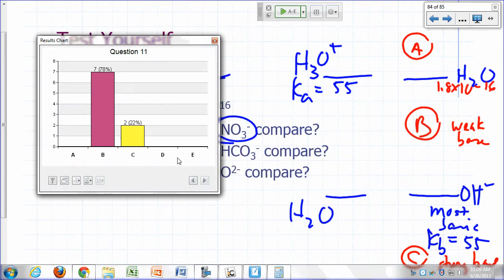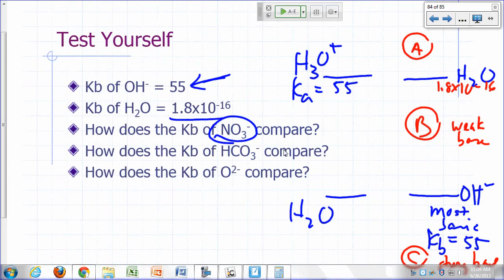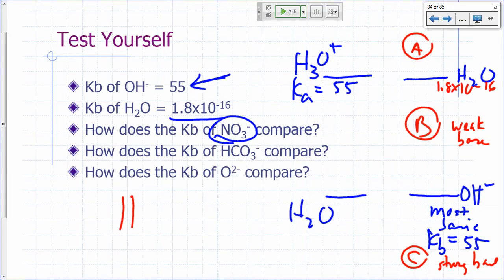Okay. Nitrate would be, do you remember nitrate? It's a conjugate of what? HNO3. What do you know about HNO3? One of the strong acids. So where would HNO3 be on this scale? More acidic than H3O plus, right? HNO3 right here would be more acidic than hydronium. So where would nitrate be?